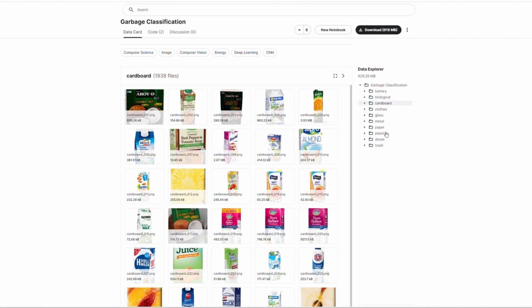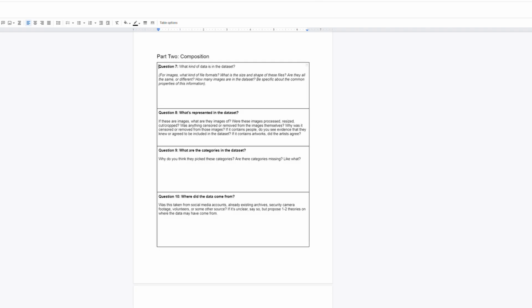Fun way to spend the afternoon, looking at garbage. Now, if we look at our dataset dissection, we ask what's represented in the dataset. You just heard me say, oh, we're looking at garbage. That's actually not the answer to what's represented in the dataset. If these are images, which they are, not all datasets are images, of course, but in this case all of them will be, what are they images of?